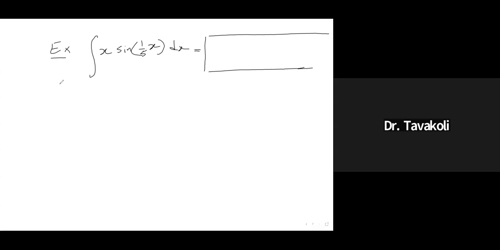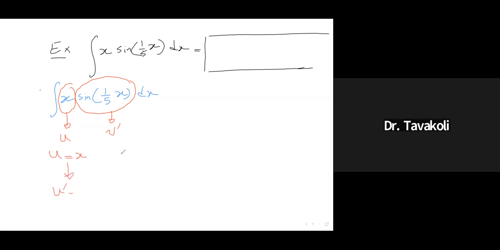Again, let me rewrite the integral of x sine of 1/5 times x. What did you take as u? So this is u, and you probably took this as v prime. So u of x is x. In other words, the derivative of u is going to be 1. And v prime is sine of 1/5 x. What is v?